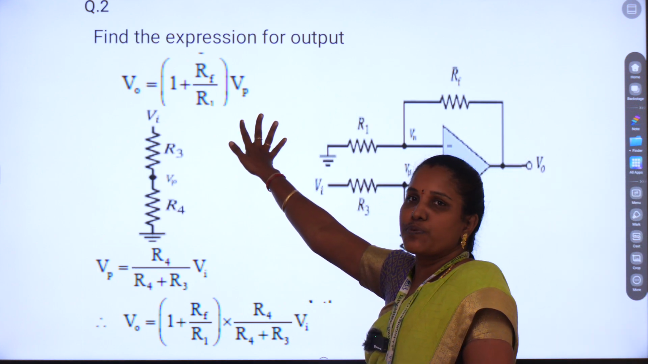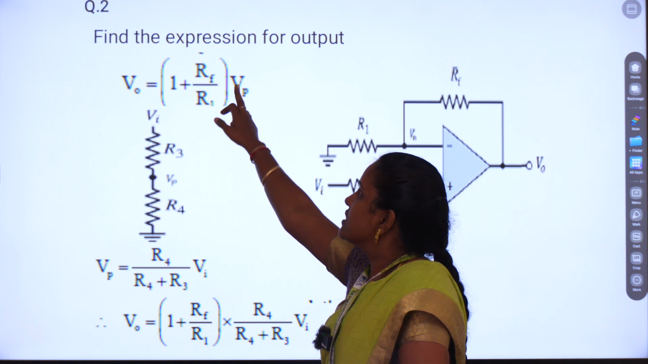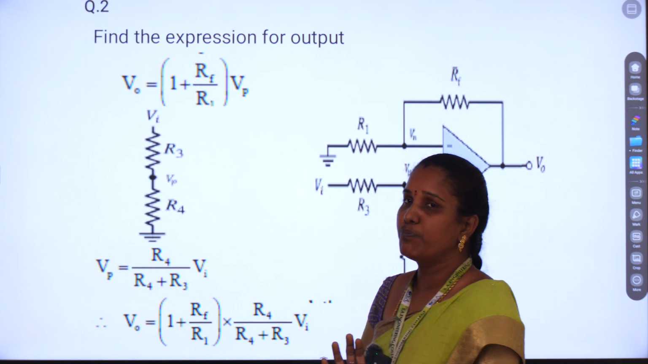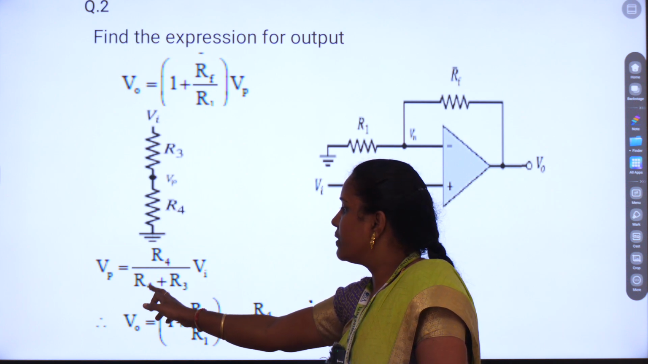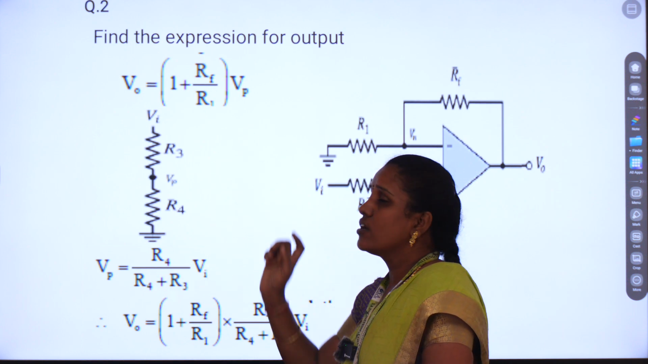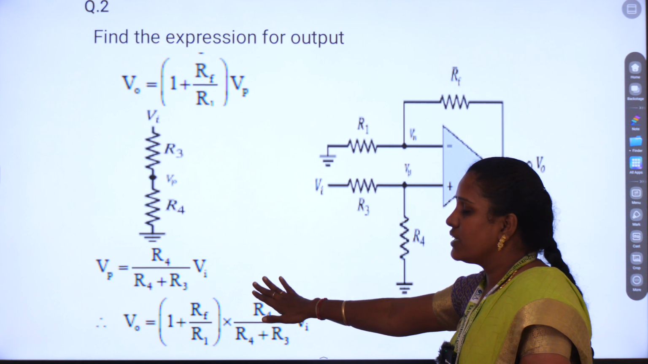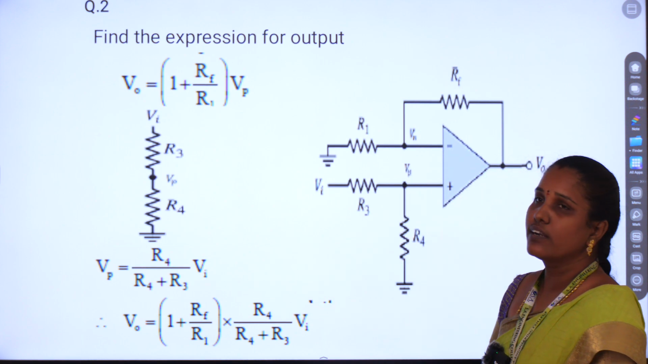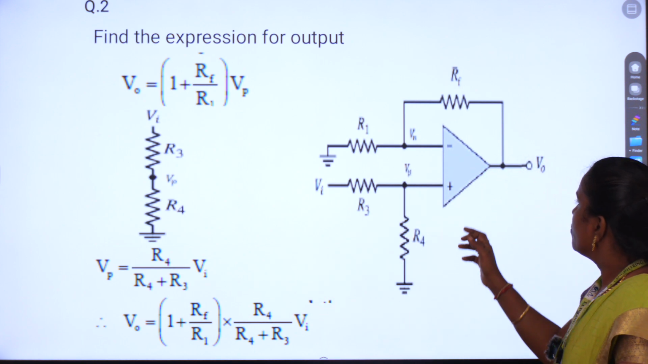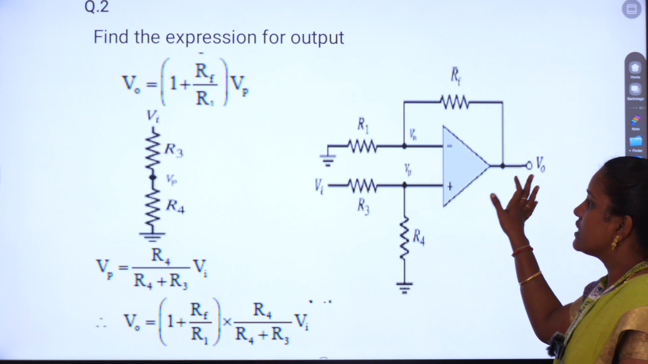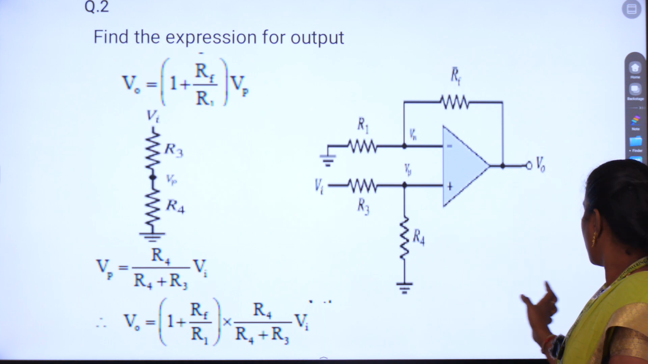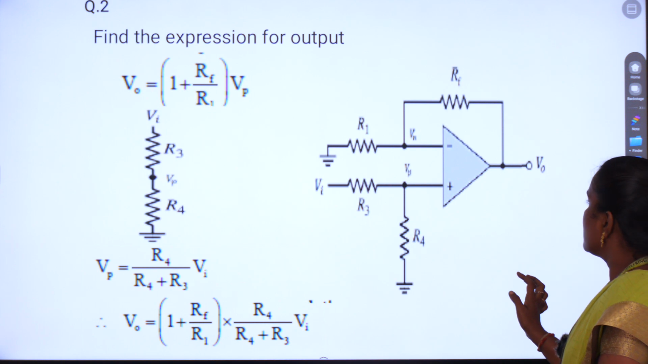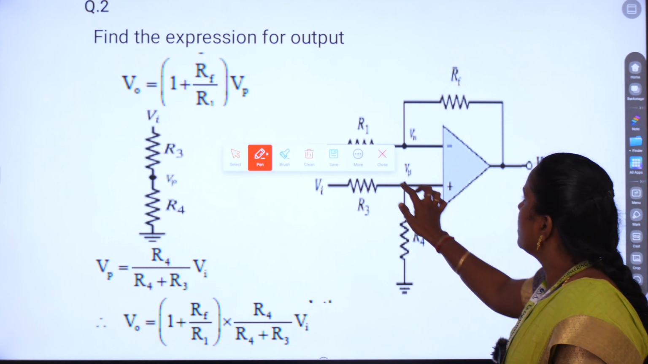They have given us the expression: 1 plus Rf by R1 into Vp. They have given that Vp equals R4 divided by R4 plus R3 into Vi. From that equation you want to make your diagram. So this is that output diagram. This is like a difference amplifier, but keep in mind that in this case there is no inverting input.